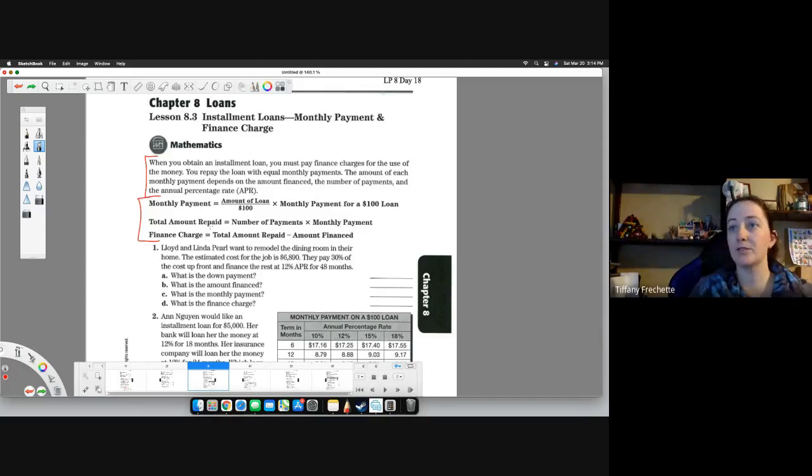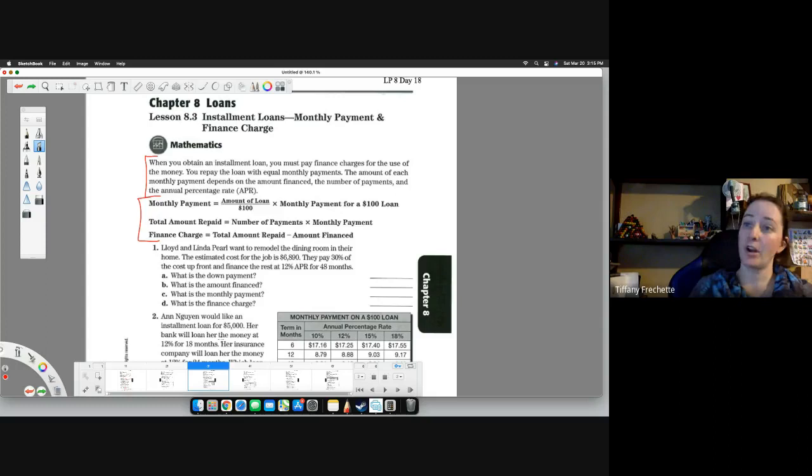And then we have the total amount repaid equals the number of payments times the monthly payment. The finance charge is the total amount repaid minus the amount financed. So there's going to be a difference there. The loan that you take out is not the total that you pay at the end. You're going to pay more because you're paying interest to use that money. It's not yours. You're paying to use the money. So in order to know how much extra you paid, we subtract the amount originally financed from the repayment amount.